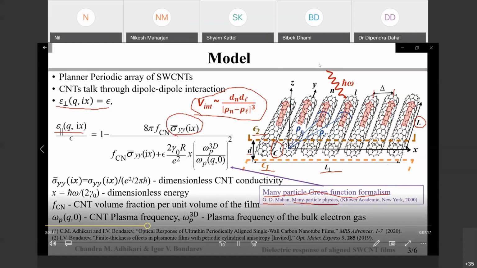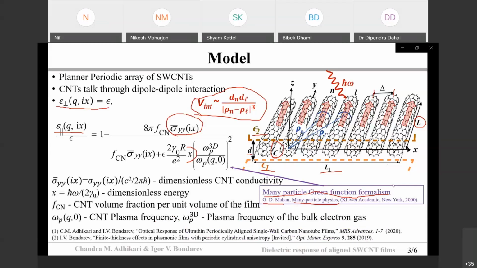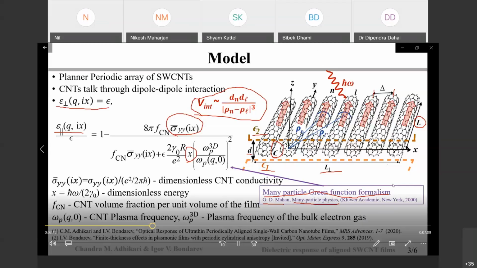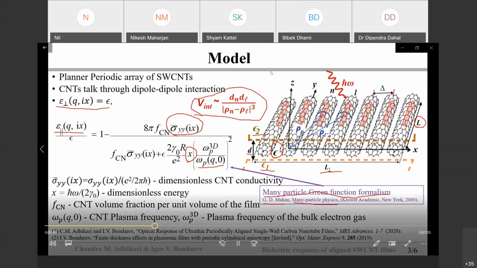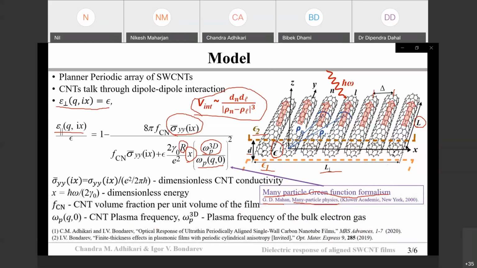Sigma bar is the dimensionless form of the conductivity. It also depends on the energy of the incident photon. It depends on the plasma frequency of the background electron gas. It obviously depends on which carbon nanotube we are using in the film. And it also depends on the volume fraction, meaning the volume available for a carbon nanotube per unit volume of the film.